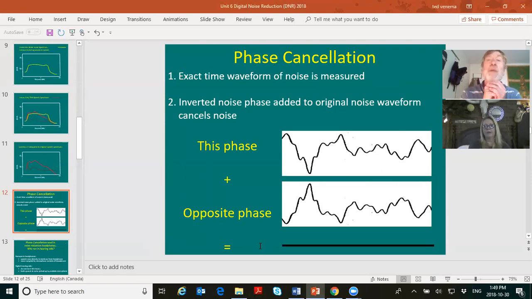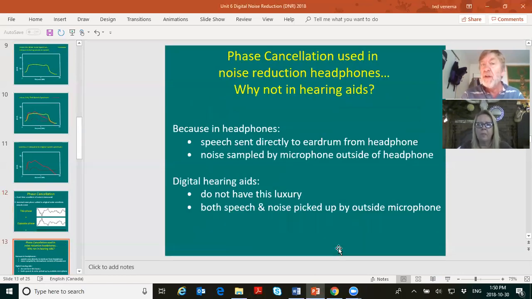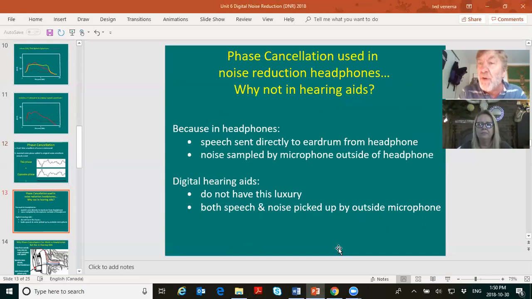Okay, here's the approach. The exact time waveform of noise is measured. So you're measuring the sound wave of the noise, not the spectrum, but the sound waves of the noise, in the cafeteria again. And then they invert the noise phase and add it to the original one. So here's your noise sound wave. Then the digital hearing aid makes an equal and opposite waveform and adds it to the noise spectrum. And what do you get? No noise.